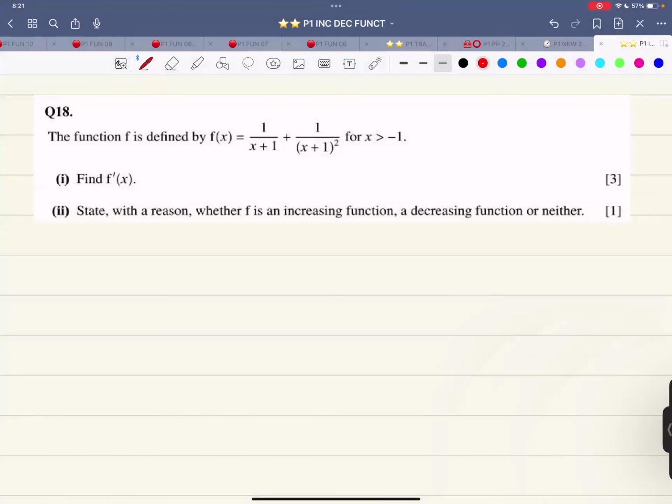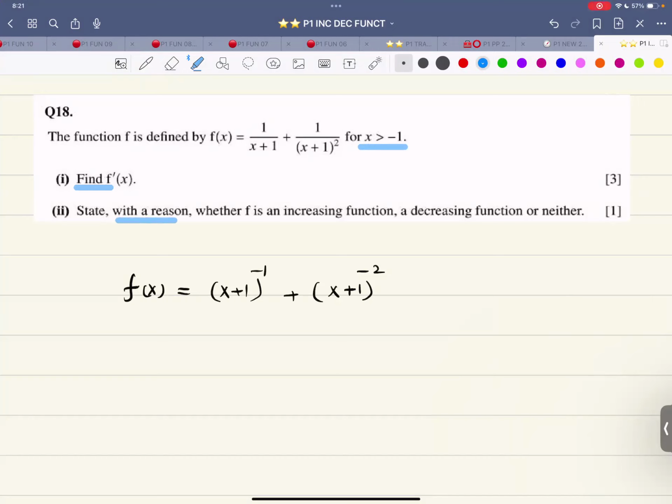So now this question is similar to the previous one. First thing first, let's write it in the proper order. Take x plus 1 up, it has a power of -1. Take the other x plus 1 up, it has a power of -2. That's the first thing. Keep in mind the domain. Find f prime x, and state with the reason whether f is increasing, decreasing, or neither. Maybe it could be neither.